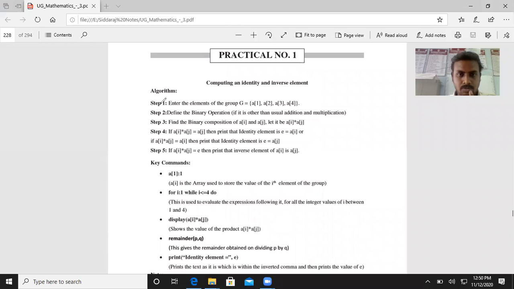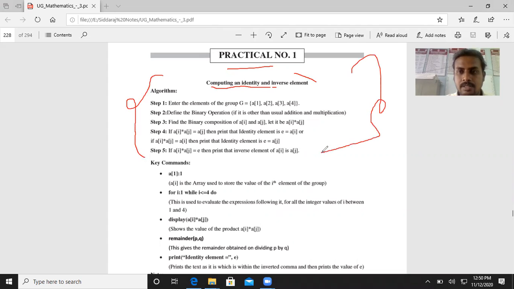So practical number one, computation and identity of an inverse. Computation means finding of an identity and inverse element of each group. In that, the algorithm is a step by step procedure to write a program.